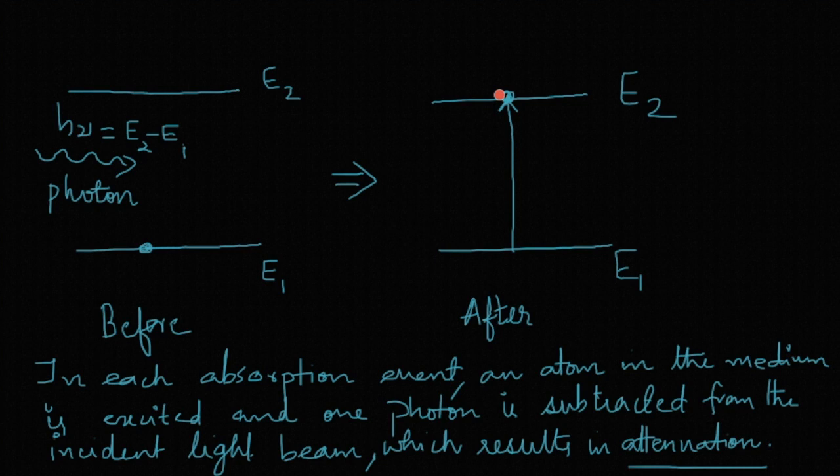So in each absorption event, an atom in the medium is excited and one photon is subtracted from the incident light beam, and that is what is known as the attenuation of light in the medium, which we discussed in the previous video.